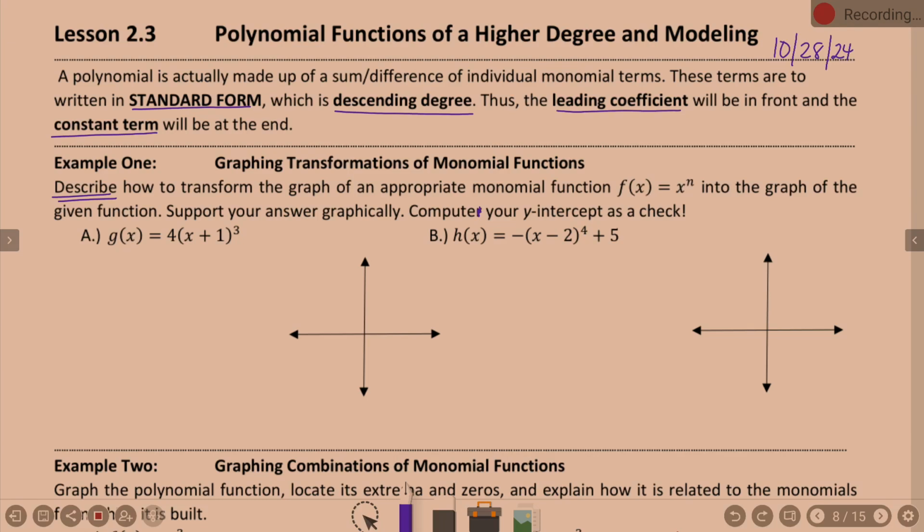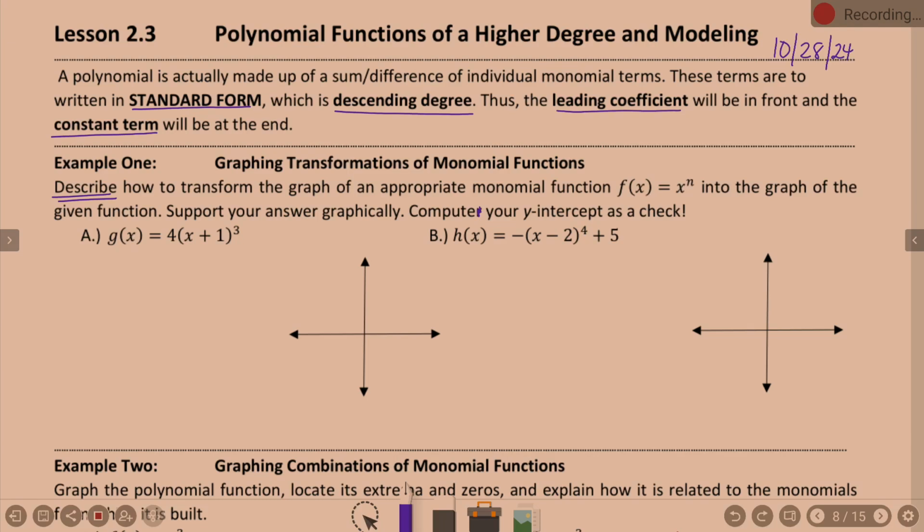So, let's start with the describe. What do you see going on in example A when we start talking about describing the transformations? What do you see, Logan? Personally, I see that moving left 1. A plus 1 in the parentheses is going to tell my graph to move to, if I use the official word, translate, left 1. What else do you see?